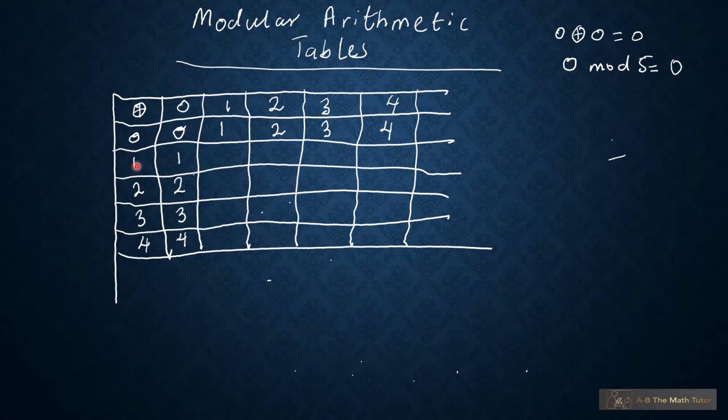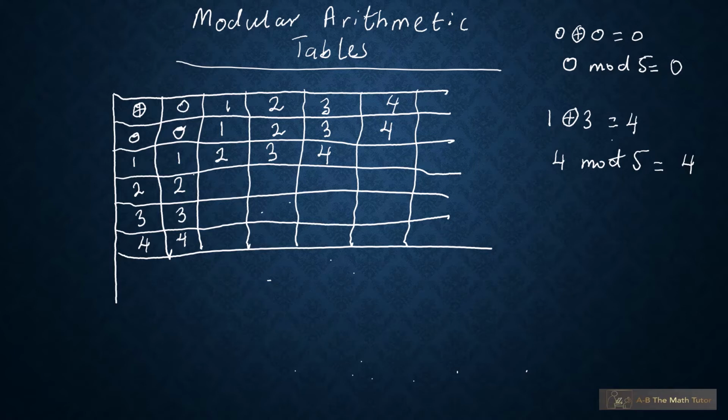So let's move on to the other empty boxes. 1 plus 1 is 2. 2 in modulo 5 is 2. 1 plus 2 is 3, and 3 in modulo 5 is 3. 1 plus 3 is 4, and 4 in modulo 5 is 4. So this empty box will be 4.